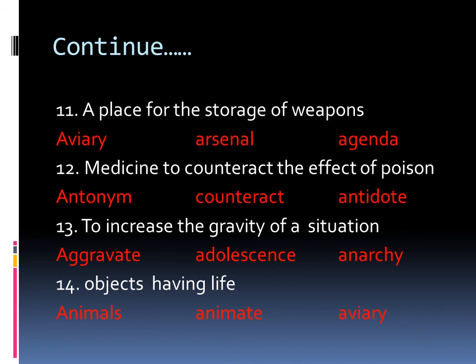What is adolescence? Can we tell? Yes, it is teenhood, boyhood. And what is anarchy? Anarchy is where no government exists. Now come to the 14th sentence. Objects having life. What can it be? Animals? Animals have life, but we can't say that all the animals are objects. Objects having life. Animate. Yes, animate.